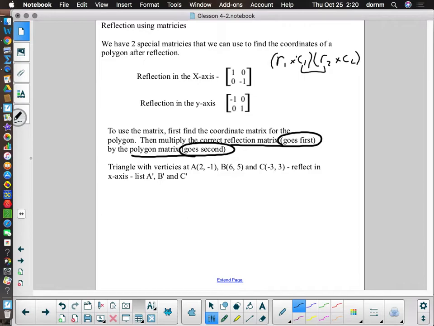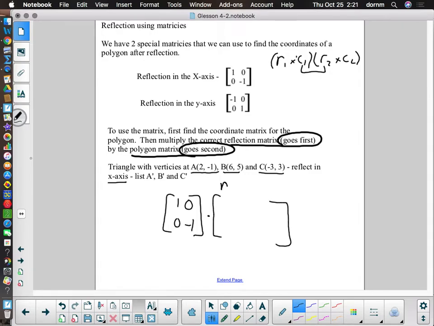Okay? So let's say I have the coordinates A, B, C here, and I want to reflect it in the x-axis. But I don't have any graph paper. I want to be able to know where those coordinates are going to be. Matrices are a great way to do this. First, I need to know my x-axis reflection matrix, which is 1, 0, 0, negative 1. Now, you're going to find these matrices easy, because all the zeros make multiplying super easy. We're going to multiply that times my coordinate matrix.